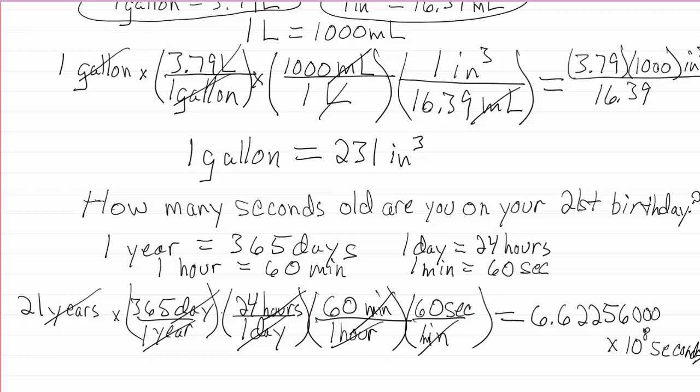Okay, I end up with 6.62256000 times 10 to the 8th seconds. So on your 21st birthday, that's how old you happen to be. That's about 662 million seconds. Quite a few. All right, there are a couple of multi-step unit conversions.